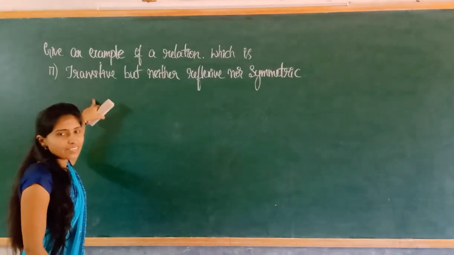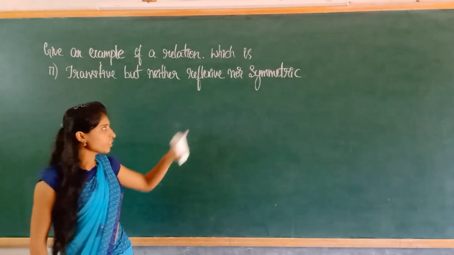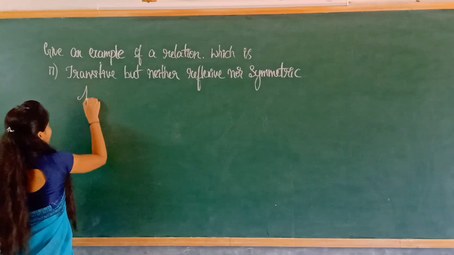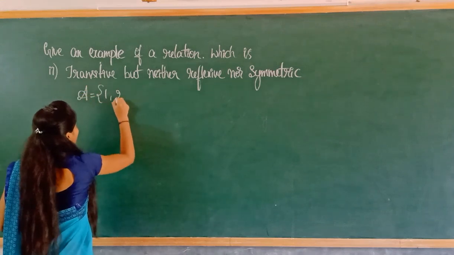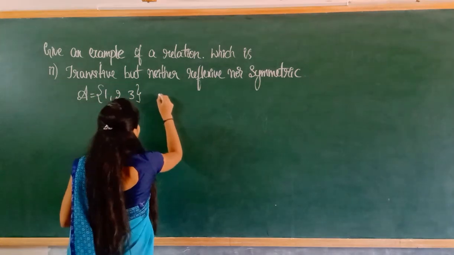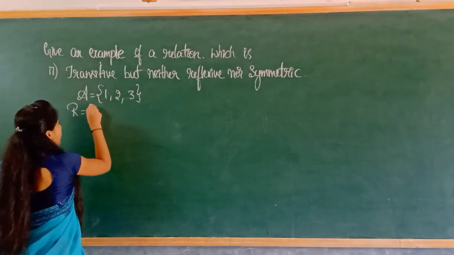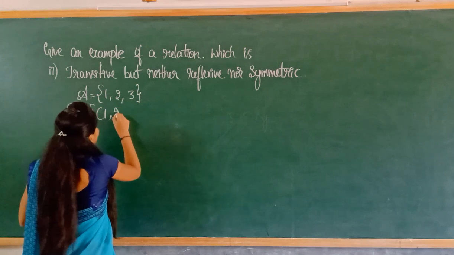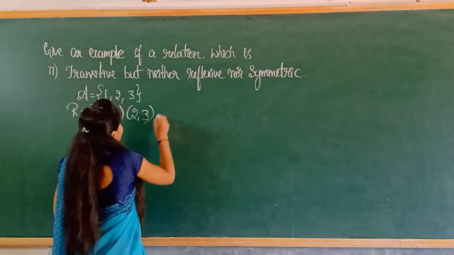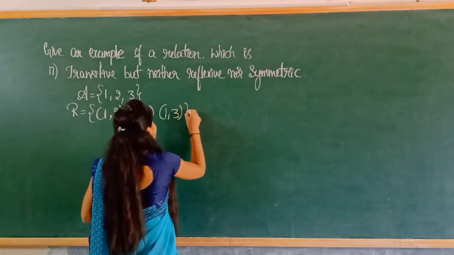Next, we have to take a relation that is transitive but neither reflexive nor symmetric. Okay, I will take set A = {1, 2, 3} here. Then the relation I will take: R = {(1, 2), (2, 3), (1, 3)}.